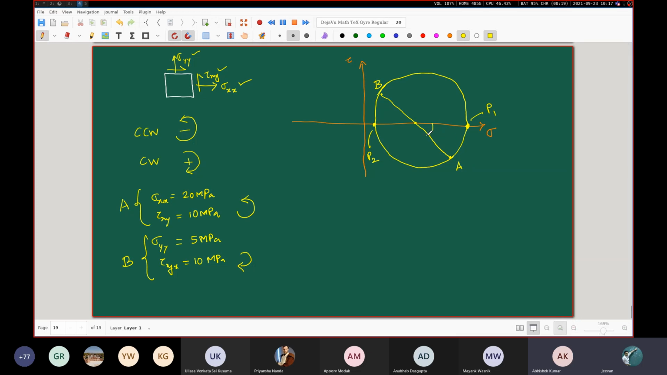So it's something like this. What is this angle? Okay, try to see what is this angle. So let's say this is O. Angle AOP1, tan of that. What is that? Tell me. So tau xy. Okay, then sigma xx minus sigma average, divided by sigma xx minus sigma average. Can you tell me in terms of the coordinates of A and B?